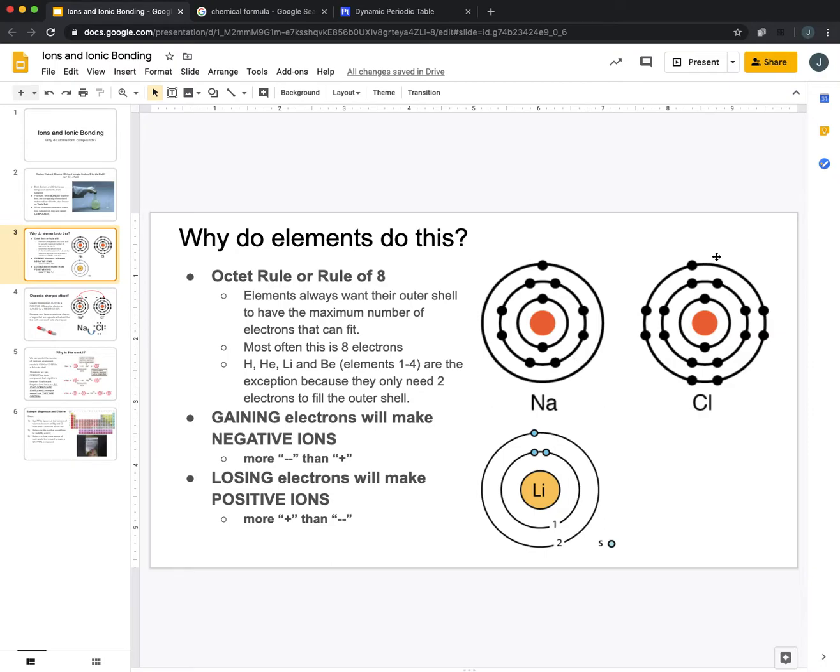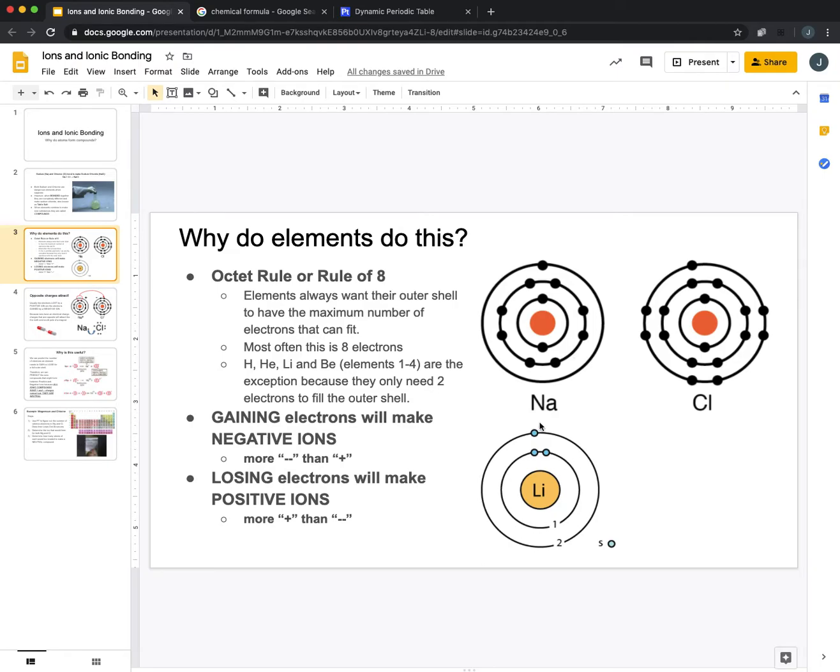The important thing to remember here is that when we gain electrons, you're making a negative ion because you have more negatives than you do positives. And when you lose electrons, that means you now have more positive because of those protons in the nucleus. Remember, there are protons in here. So if I lose an electron, I'm unbalancing the number of negative charges and positive charges, so I'm no longer a neutral atom. I now have a charge.